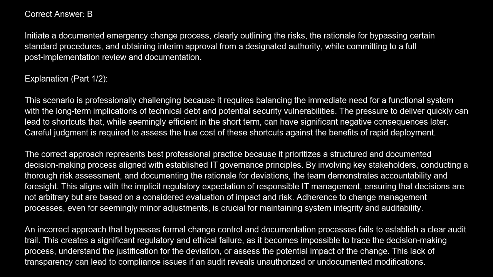The correct answer is B. Initiate a documented emergency change process, clearly outlining the risks, the rationale for bypassing certain standard procedures, and obtaining interim approval from a designated authority, while committing to a full post-implementation review and documentation.